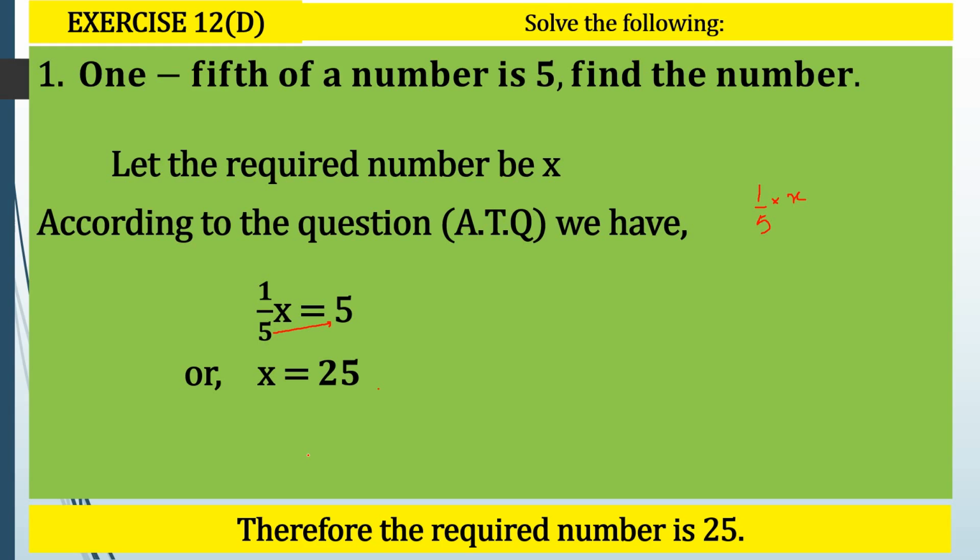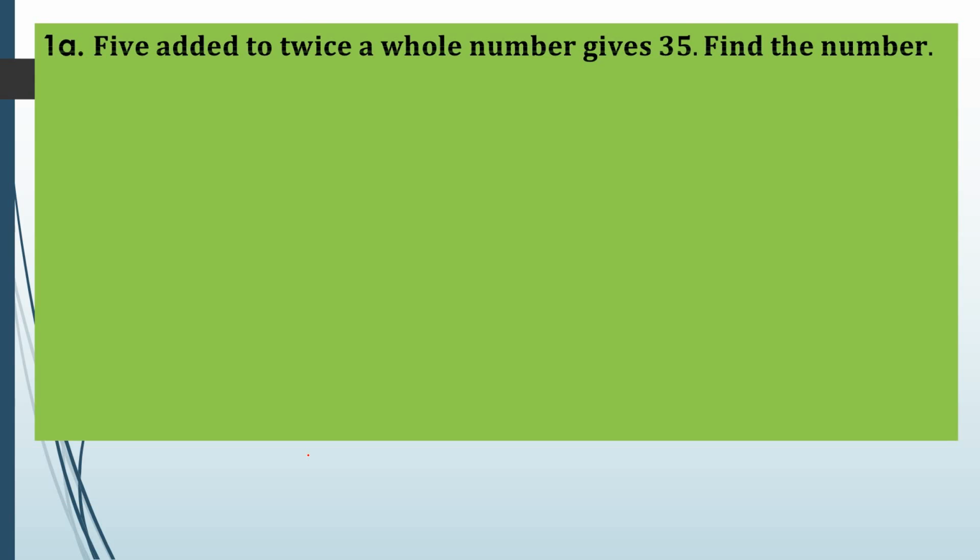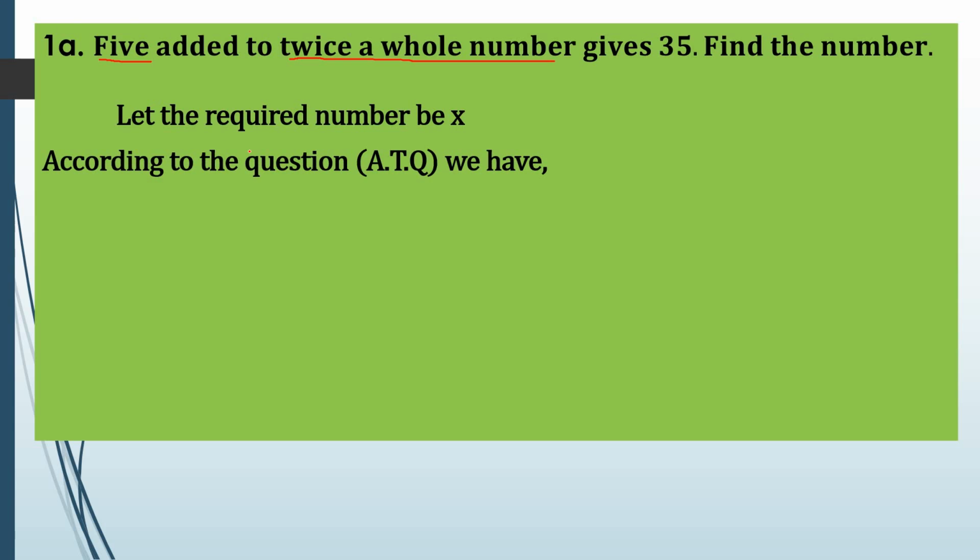Let's take another question. 5 added to twice a whole number gives 35. So how much is added? 5 to how much? To twice a whole number. Okay, so here we don't know the exact number, so we'll assume the number to be x. Now let us set an equation according to the given question.